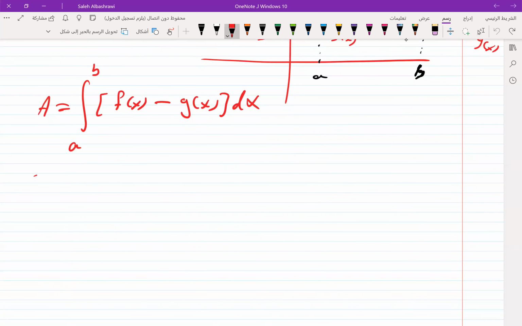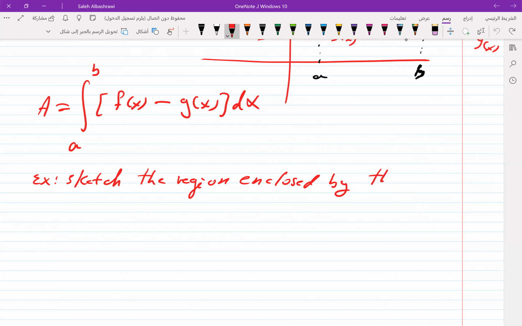Example number 1. Find the region, sketch the region enclosed by the curves, and find the area.